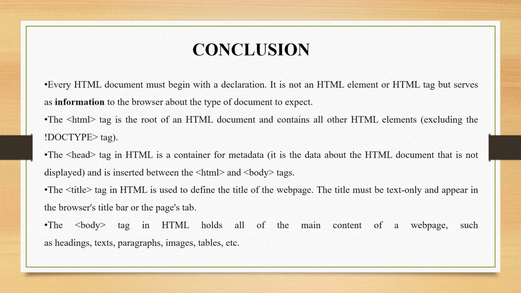Next, the body tag in HTML holds all the main content of the web page, which has headings, text, paragraphs, images. So, all these main tags are used in the HTML document to write the basic HTML structure and the basic HTML code. So that's all about the HTML structure and how each syntax and each code is used and displayed.